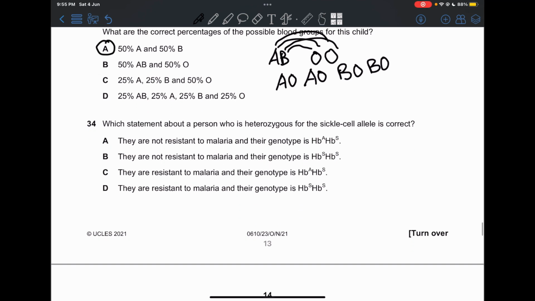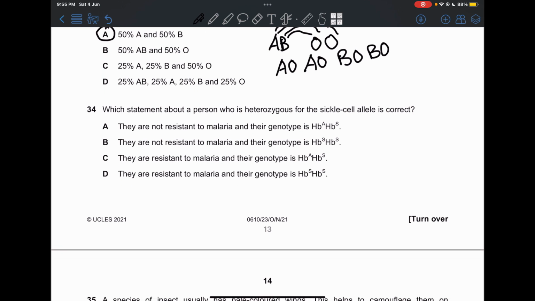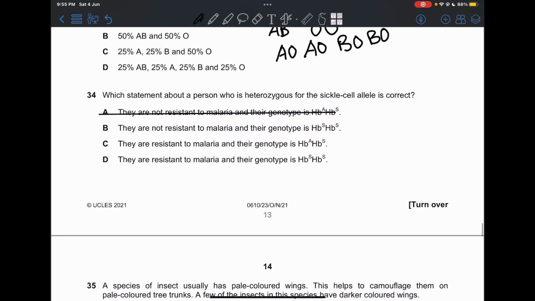Now 34. Which statement about a person who is heterozygous for the sickle cell allele is correct? They are not resistant to malaria. Well, this is incorrect, because they are resistant to malaria since they have the sickle cell allele and they are heterozygous, so we're not going to be choosing any of the 'not resistant to malaria' options. Now C, they are resistant to malaria and their genotype is HbA and HbS. Well, this is correct, so the answer is going to be 34C.